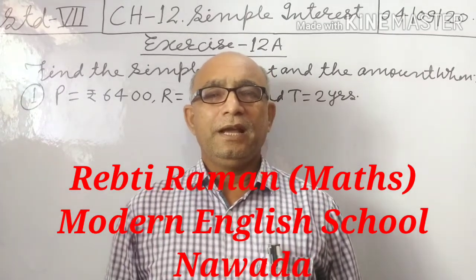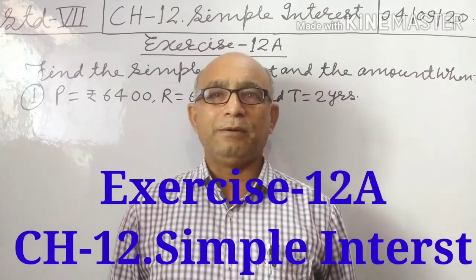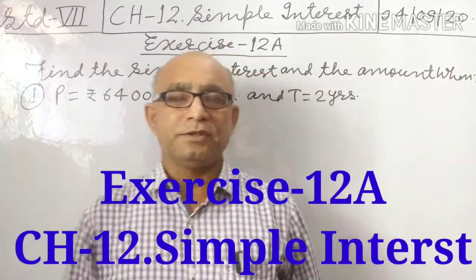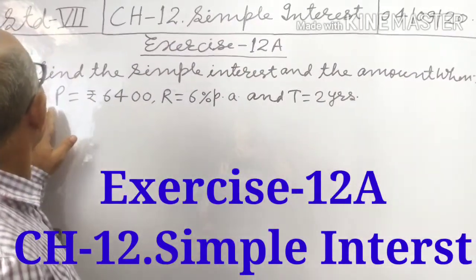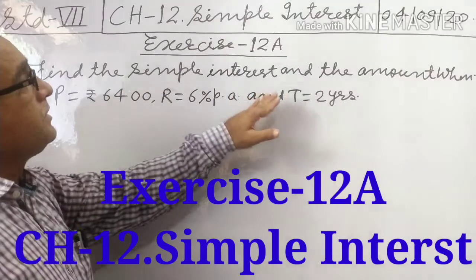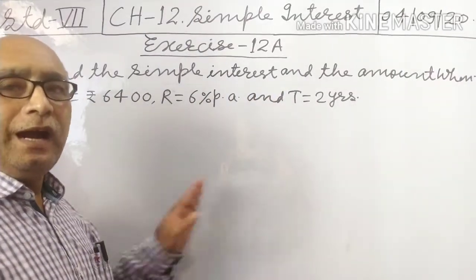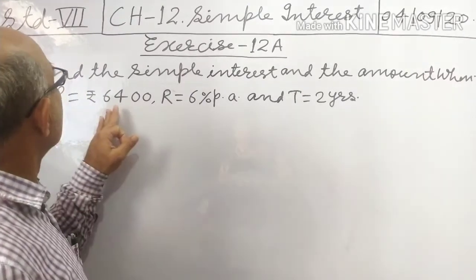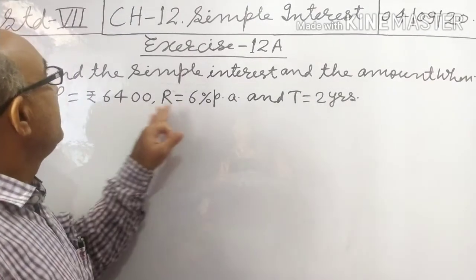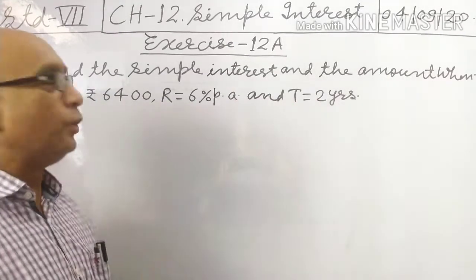Students, today I shall solve exercise 12A of chapter 12, Simple Interest. Question number 1 is written here. Find the simple interest and the amount when P equal to rupees 6,400, R equal to 6% per annum, and T equal to 2 years.